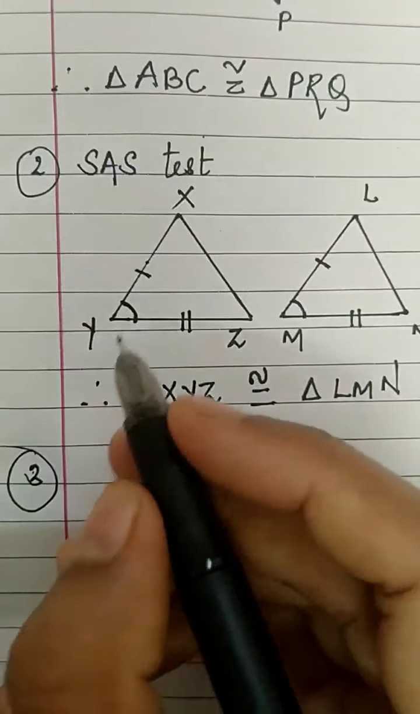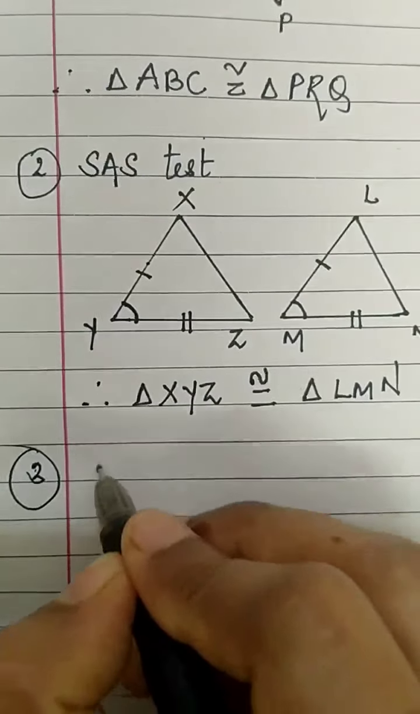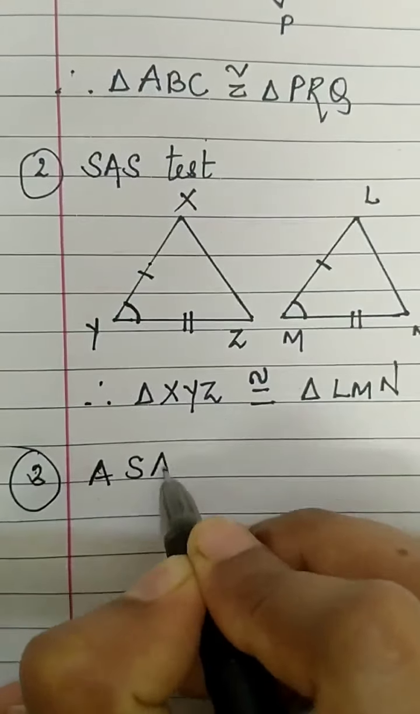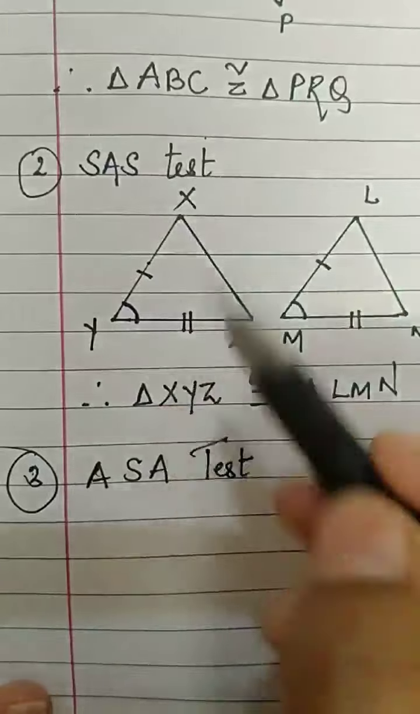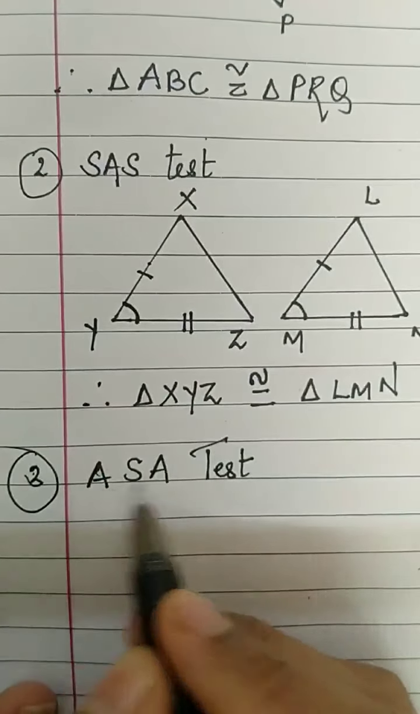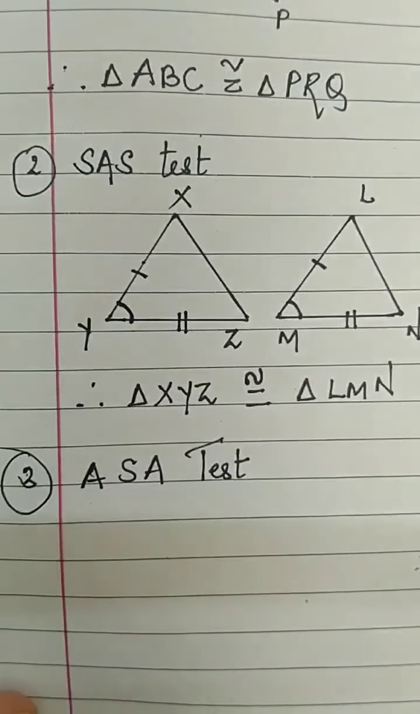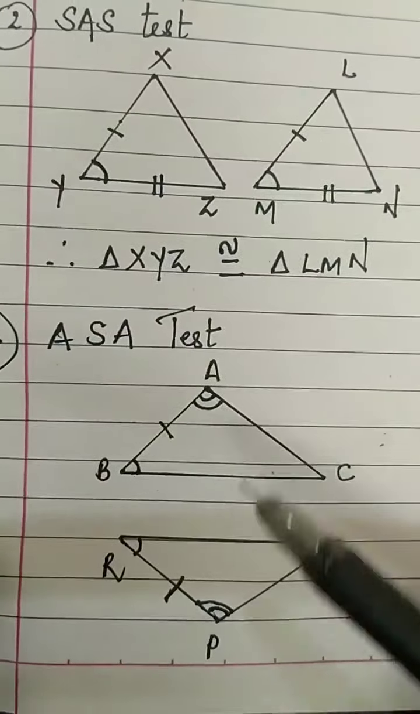Next, let us talk about the third test of congruence, which is called the ASA test. In ASA test, just the opposite. Here, angle was between two sides. Here, side is between two angles. So, let's check it out. Look at these two figures.